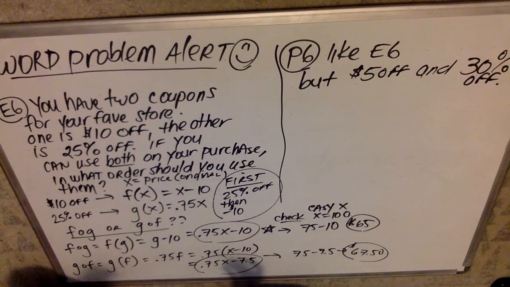Like in the real world now, computer programming has made it so that the computers, if they do let you use multiple coupons, they optimize which coupon is better. And most of the time they get around it by just telling you can't use multiple coupons.